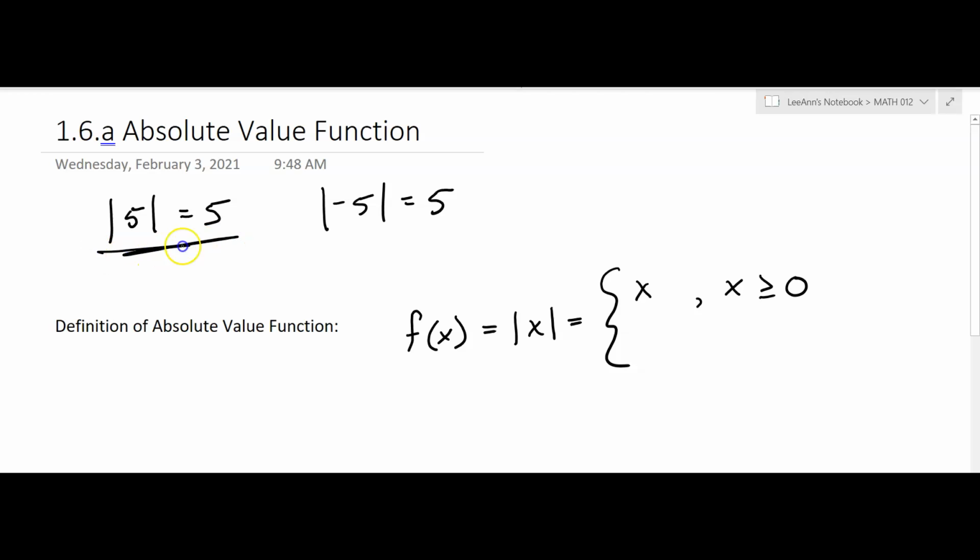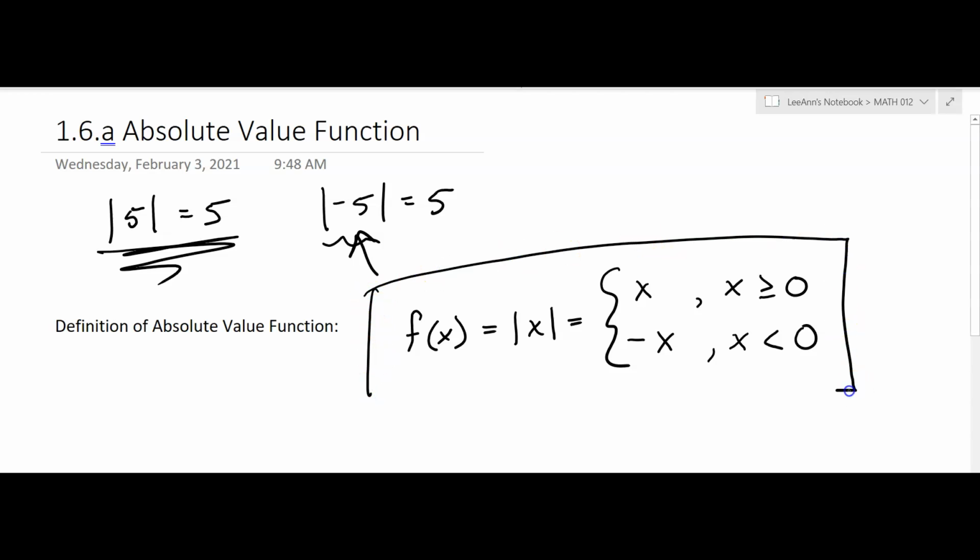So you go back to your example here, when it was the absolute value of 5, it was just 5, right? But we can't say that when it's a negative number. So then we have to say, well, what happens if x is less than 0? If x is less than 0, then you're taking the opposite of x. So in this case, x is -5. You take the opposite of -5, which is 5, and then that's the absolute value. So this is the actual formal definition of the absolute value function. Okay?